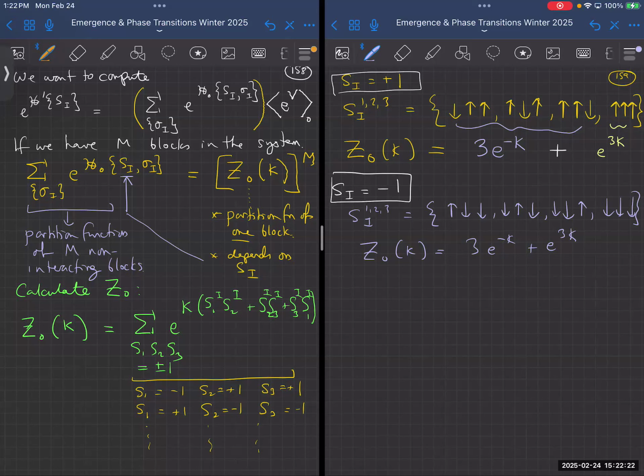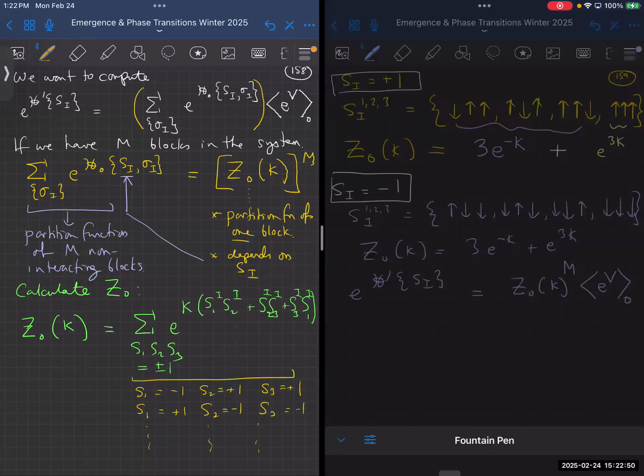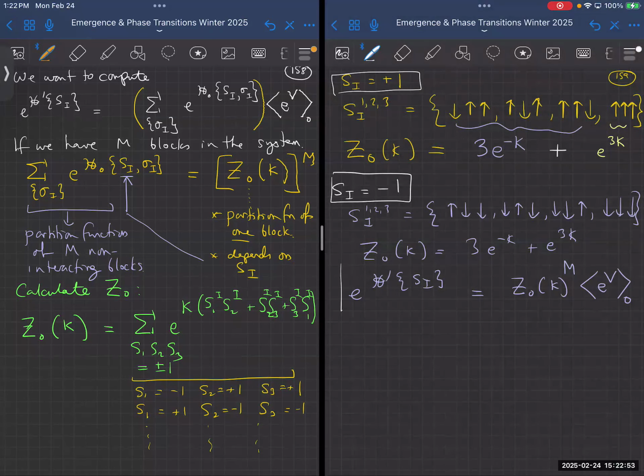Okay. All right. So that's the result. And so now I can write that e to the Hamiltonian, the effective Hamiltonian for the block spins, is equal to Z naught of K to the nth power times the expectation value of e to the v with respect to our unperturbed Hamiltonian. Okay, so far we did all the easy parts of the problem, and now we're going to have to compute the expectation of e to the v.